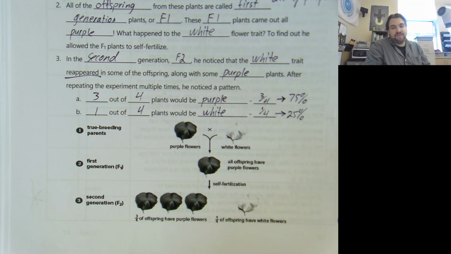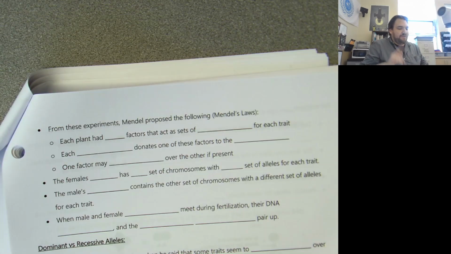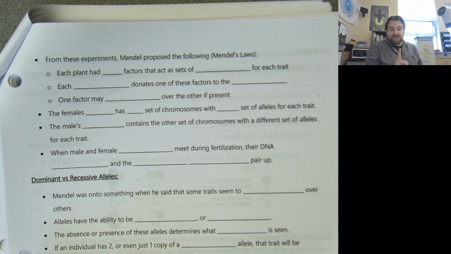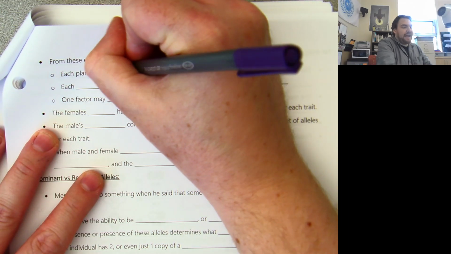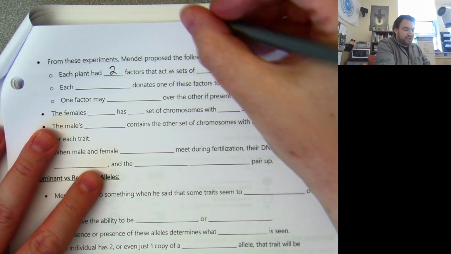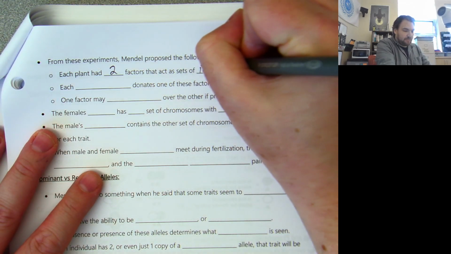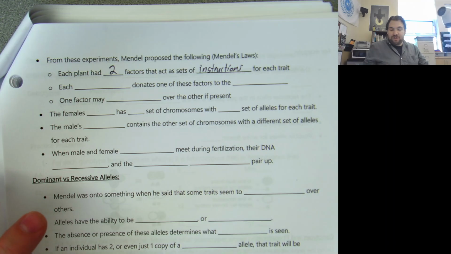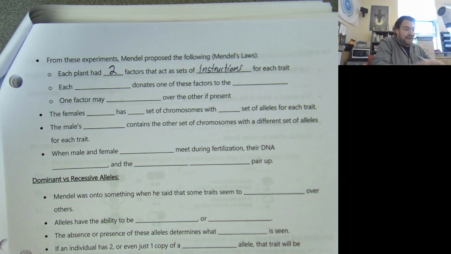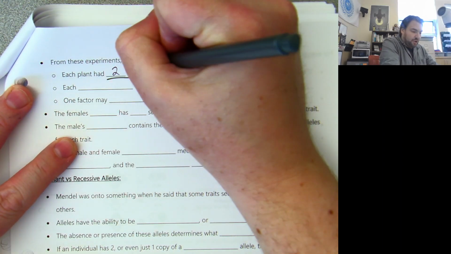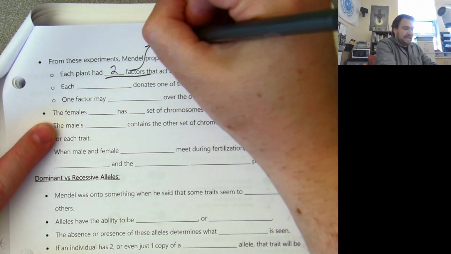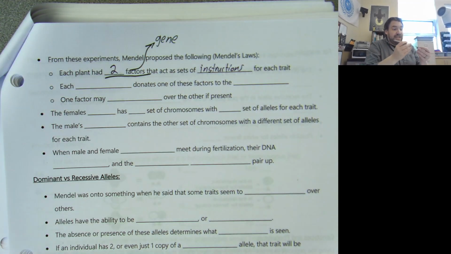I have 2.5 minutes. Let's go for it. Flip the page. From each of these experiments, Mendel proposed the following laws. Mendel's laws. Each plant had 2 factors that act as sets of instructions for each trait. What do we call these factors? We have another name for these 2 factors. What do we call the instructions that code for a trait? A gene. He didn't use that language yet, but he introduced the idea at this stage.